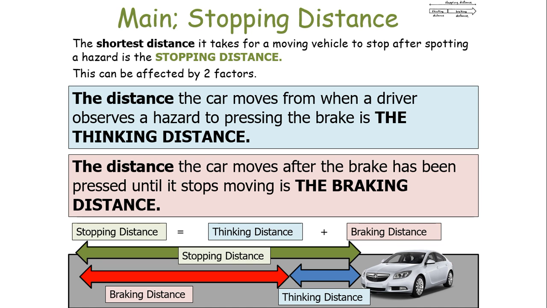The distance the car moves when an observer observes a hazard, to press the brake, is the thinking distance, whilst the distance the car moves after the brake has been pressed until it stops moving is called the braking distance. And we know the stopping distance is equal to the thinking distance plus the braking distance.